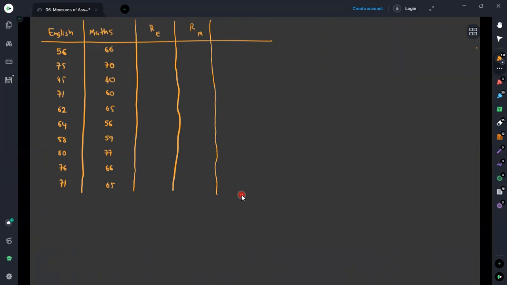Ranks for English: if I get the values for the first term, the first value is 80, so I give it rank 1. Then the next highest value is 76, so we can allocate rank 2 there. Then the next highest value is 75, rank 3. Then the next highest value is 71, rank 4.